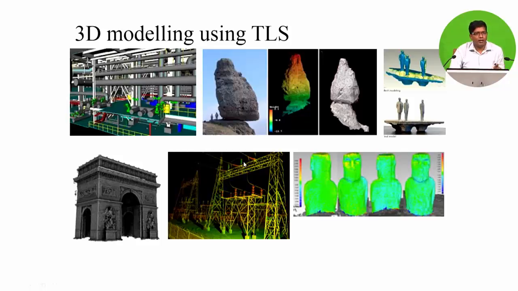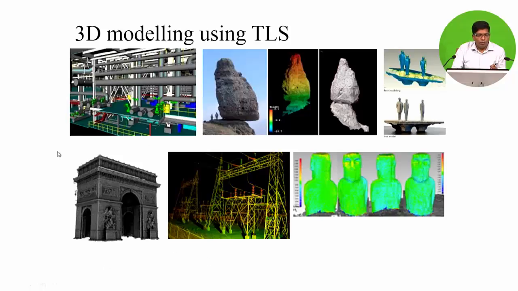So if there is any sagging, or if some repair work or some maintenance work has to be done, this can basically be assessed from this 3D data acquired from TLS, and then accordingly suitable measures can be taken for maintaining the power related infrastructures.